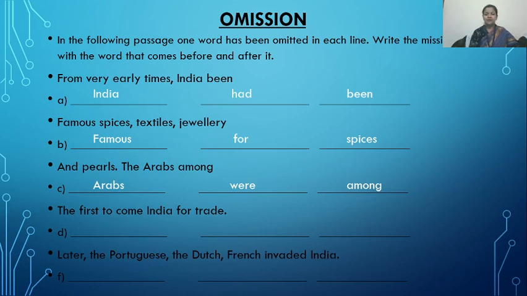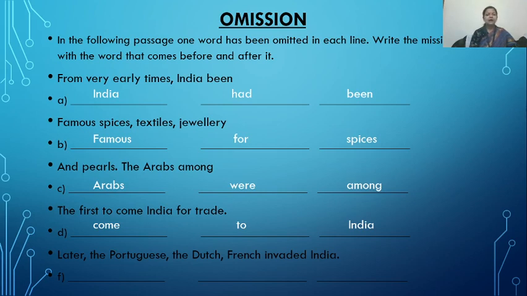Fine? So here "to" is missing. The first to come to India for trade. Fine. So here all three words: "come" is the word that is coming before "to", and "India" is the word that is coming after "to".